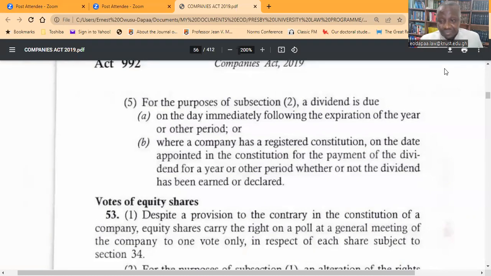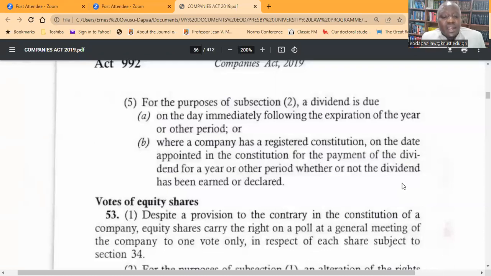Outside that, we have where a company has a registered constitution, on the date appointed in the constitution for the payment of the dividend for a year or other period, whether or not the dividend has been earned or declared. Good. So for a preference shareholder with respect to dividends, it's about an agreed fixed dividend to be paid at certain times. It doesn't matter whether the company has declared dividends or not.